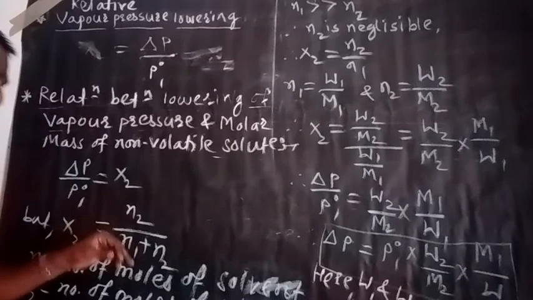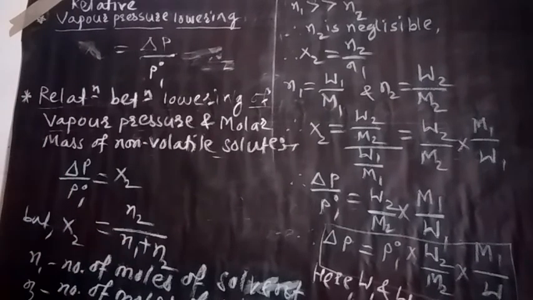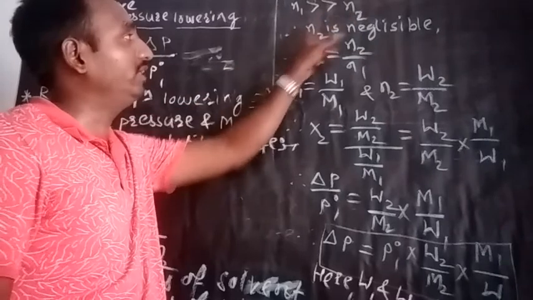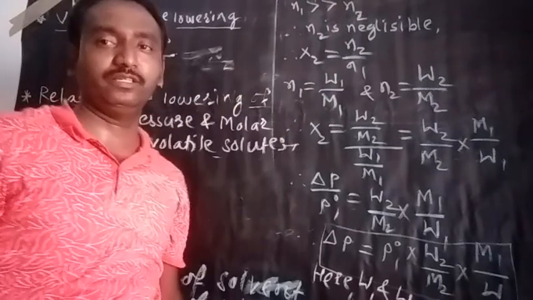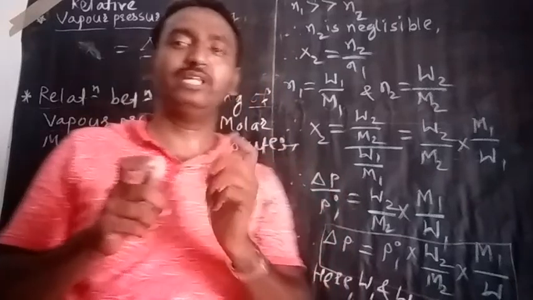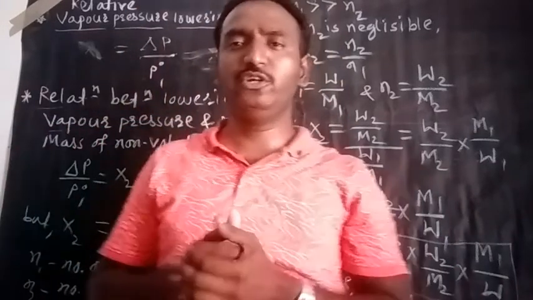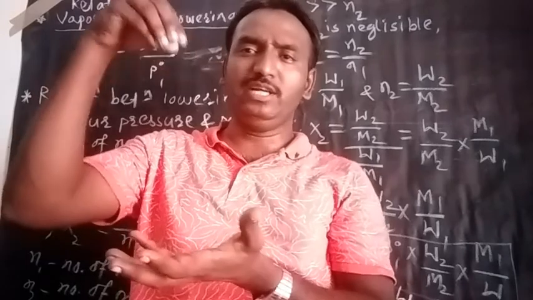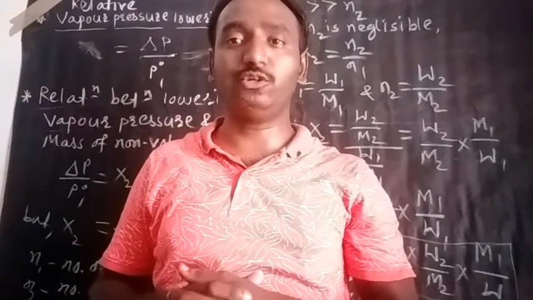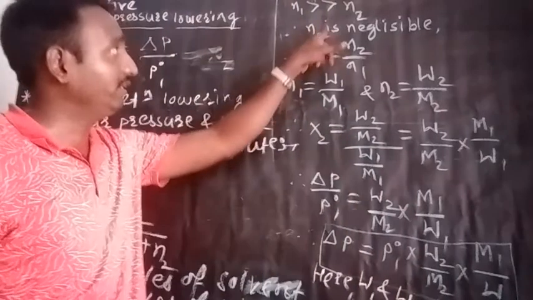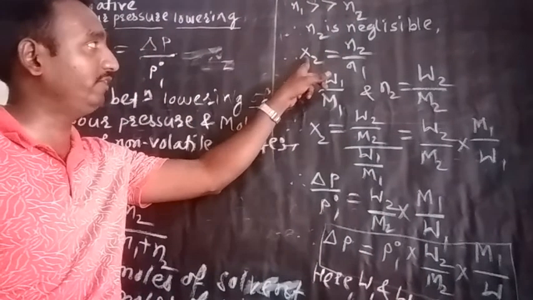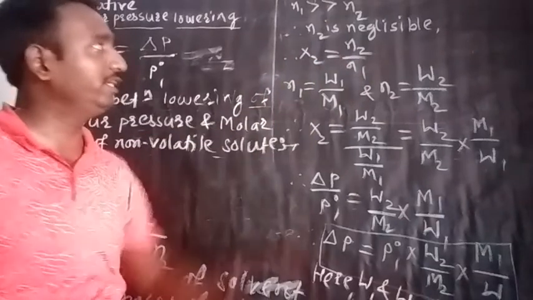When we compare N1 and N2, N1 is greater than N2, and that's why N2 is negligible as compared to N1. Because we add very few moles of solute to the moles of solvent, N2 is negligible as compared to N1. And so the formula of X2 becomes X2 is equal to N2 upon N1.